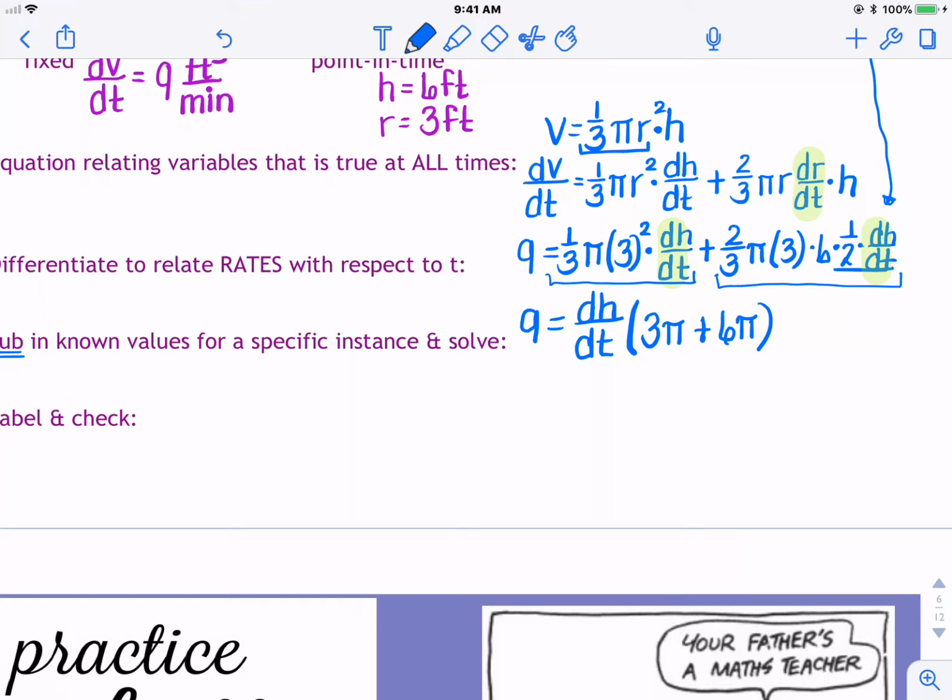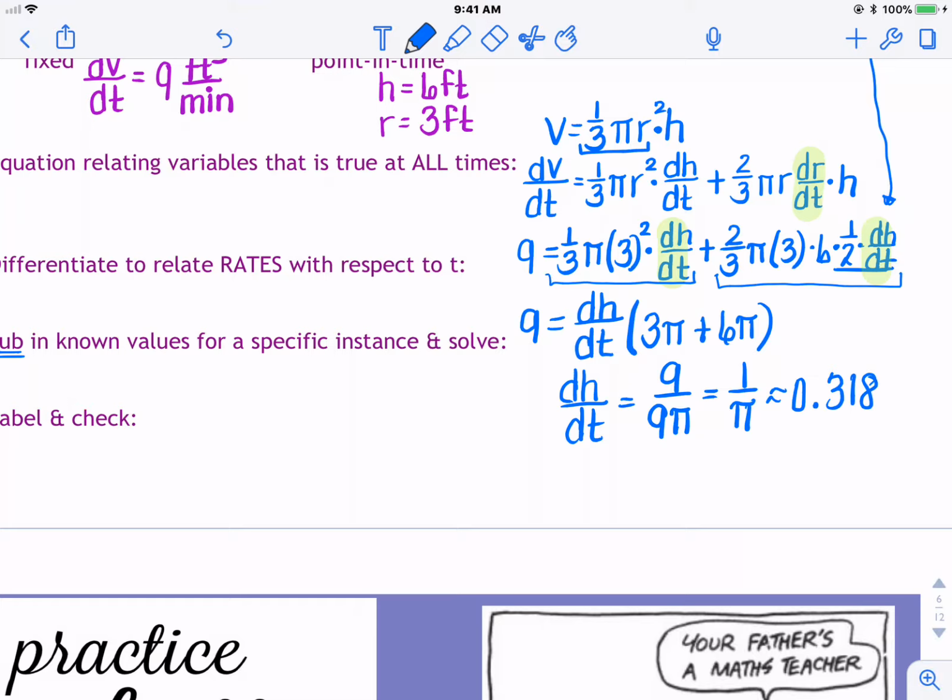So that's really 9 pi that I need to divide on both sides in order to get my dh/dt alone. So it's going to be 9 divided by 9 pi, which in exact terms will be 1/pi. And if you went ahead and calculated a decimal value, there it is.